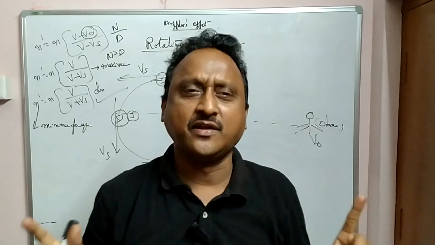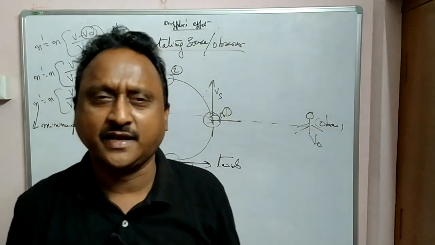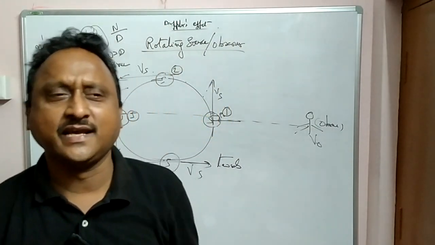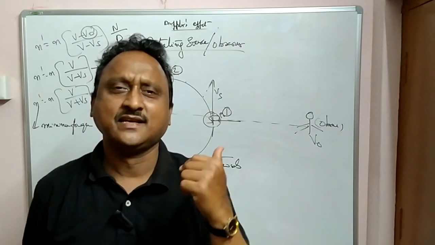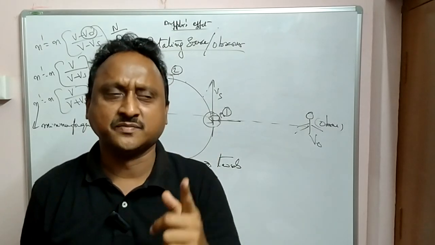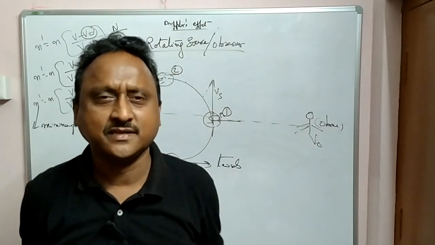So I think this is the end of the chapter Sound, the first chapter in intermediate second year. Again we will be meeting in the next chapter, that is light: ray optics and optical instruments. This is also called geometrical optics. Okay? Right.